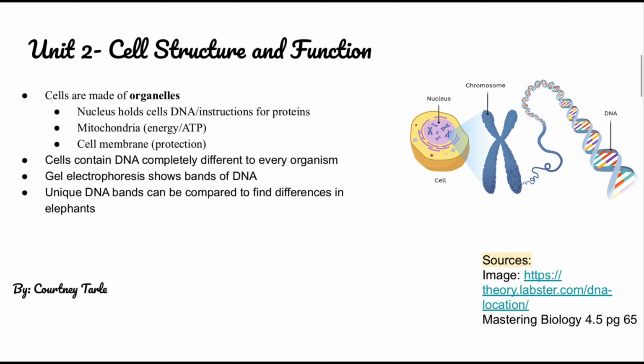Another important organelle is the mitochondria, which produces energy in the form of ATP so the cell can function properly. The cell membrane surrounds the cell and protects it while controlling what enters and leaves. Because DNA is stored inside cells, scientists can extract it and study it. One way they analyze DNA is through gel electrophoresis, a process that separates DNA into visible bands based on size. These band patterns can then be compared between elephants to identify genetic differences, relationships, or diversity within the populations.